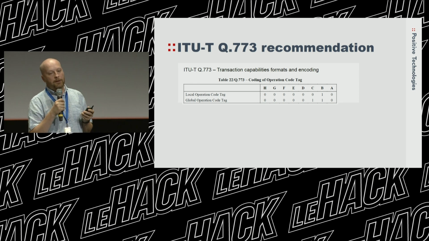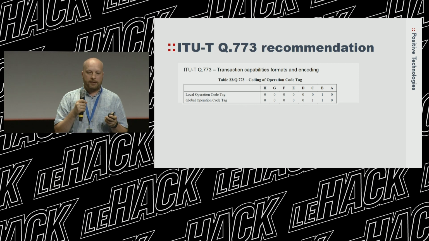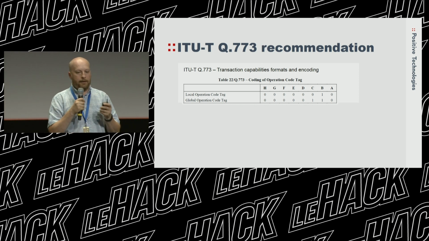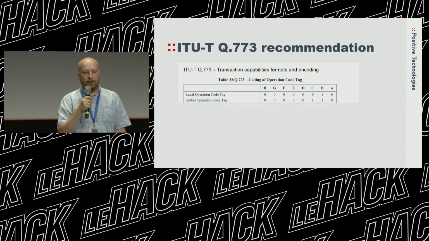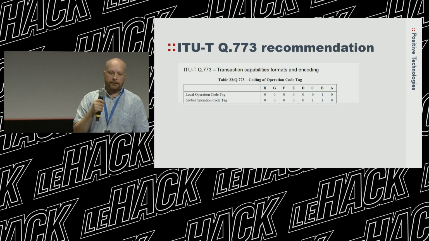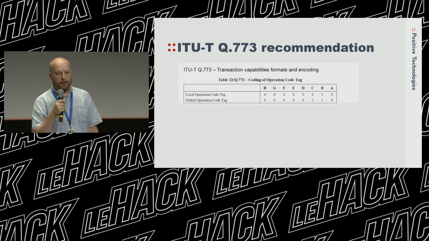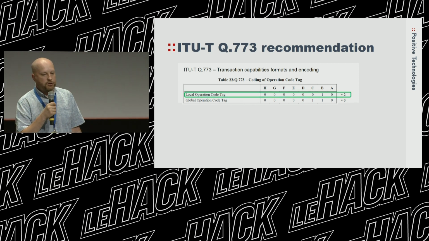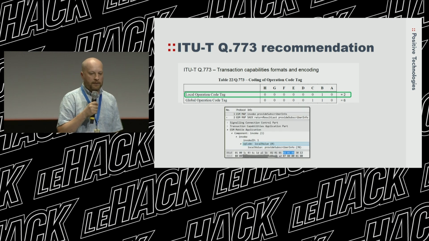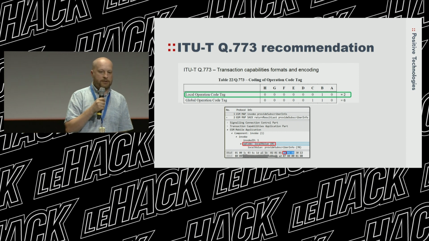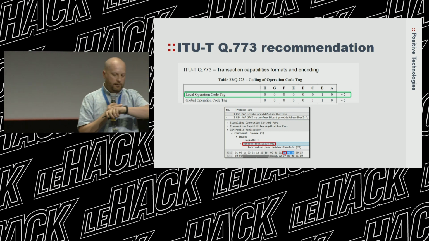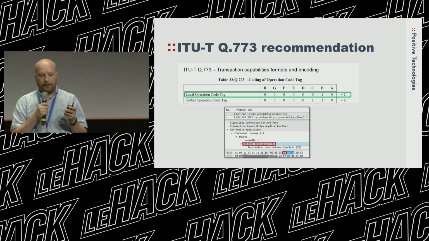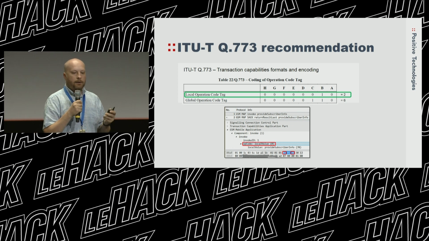Look at ITU-T recommendation Q.773. It defines TCAP formats. And this table shows that all operations could be defined as local and global codes. They have different values, 2 and 6 respectively. And all the signal messages use this operation code tag. It looks like this in traffic dump. 02 means local operation code, then 01 means length of the operation itself, and 46, this is a hexadecimal code of provide subscriber info operation.